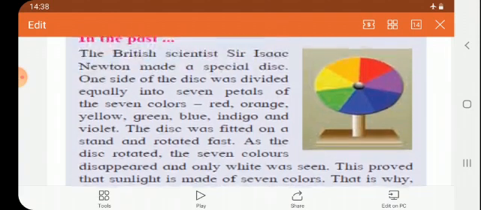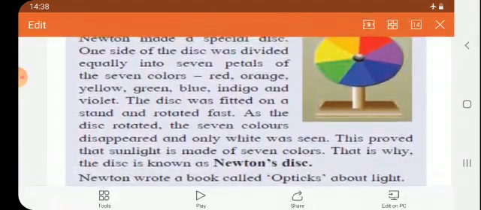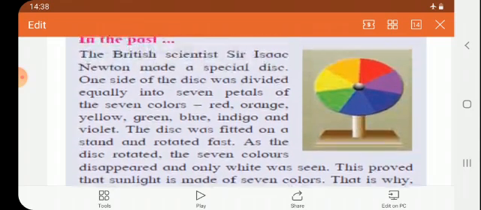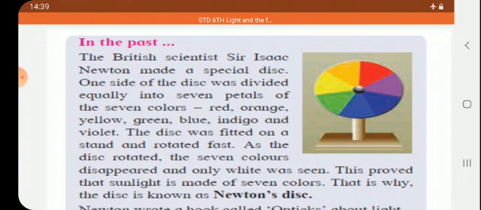This experiment was first done by the scientist Newton, and that's why it is called Newton's disc. Who is that scientist? Sir Isaac Newton made a special disc which has the 7 colors. Which 7 colors? Red, orange, yellow, green, blue, indigo, and violet. So you can also do it. Make that disc and rotate it very fast. You will find that all these 7 colors merge together, and you find only the white color. That is nothing but the fusion of light.